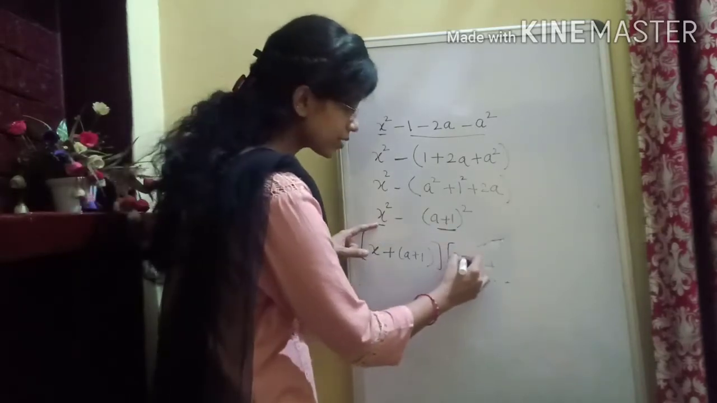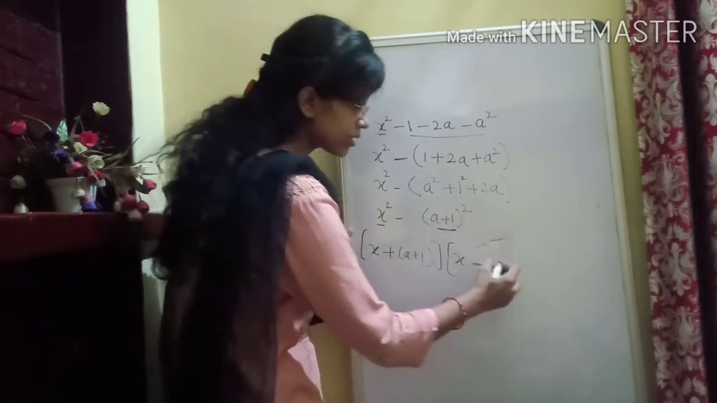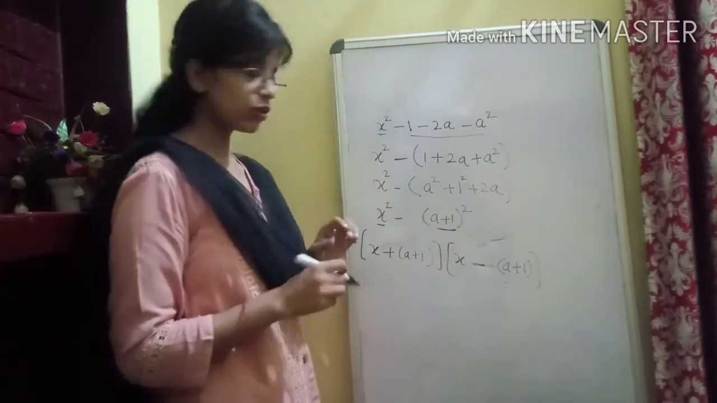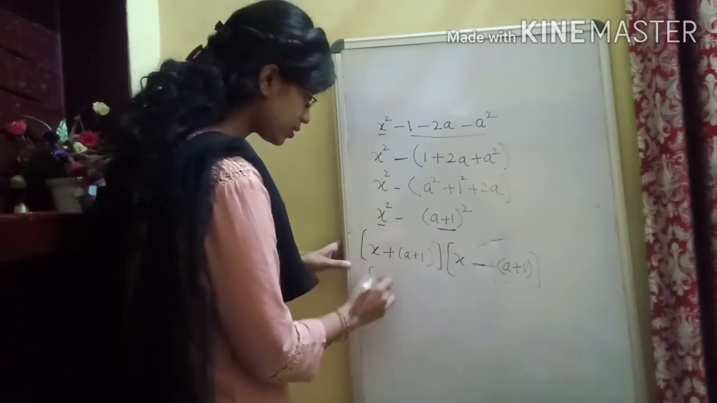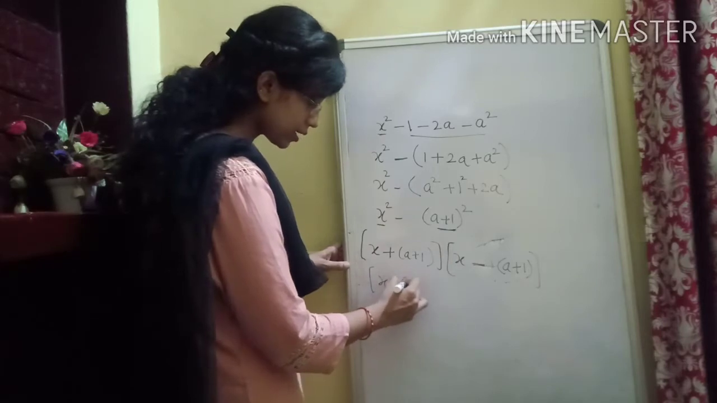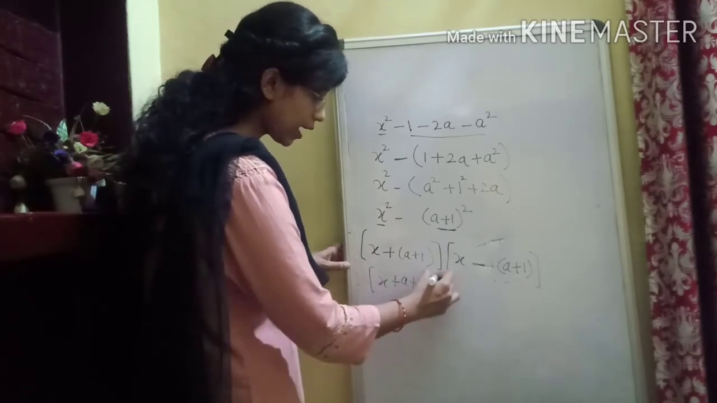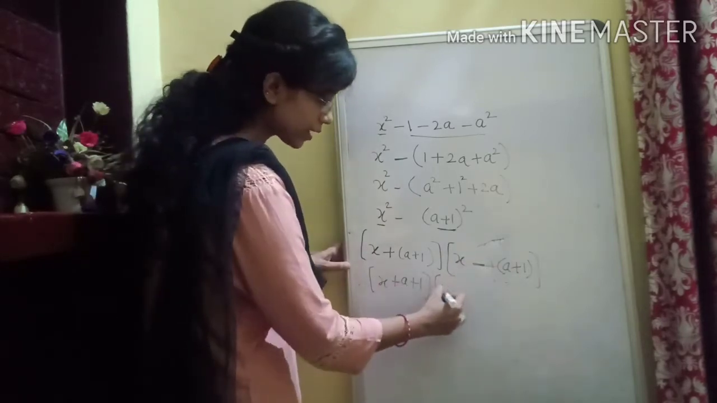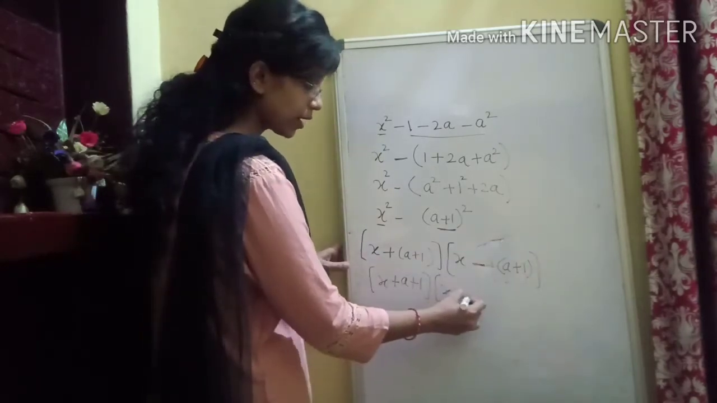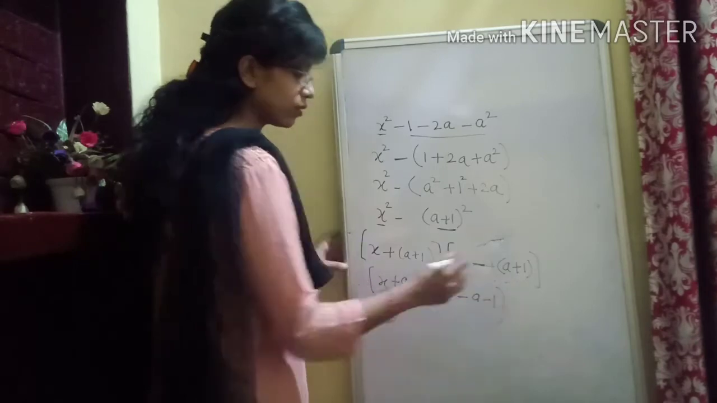A is x minus, what is your b? This is a plus 1. Is it okay? So that's how. Now let us open the bracket. It is simply, since it is plus, so it is simply x plus a plus 1, and here when we open the bracket, it will get opened with minus sign, so it will be x minus a minus 1. Is it okay?